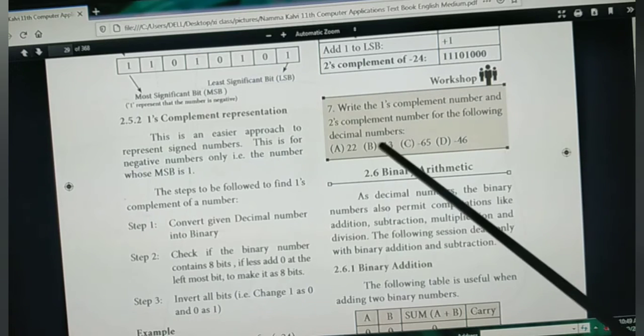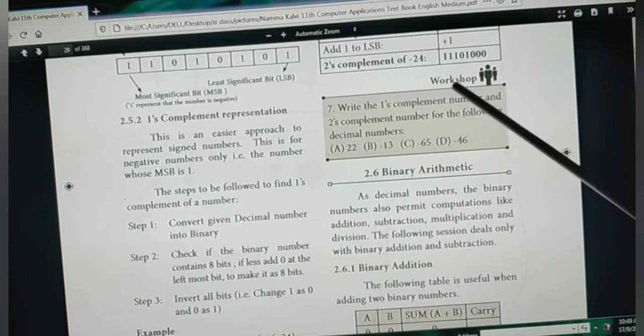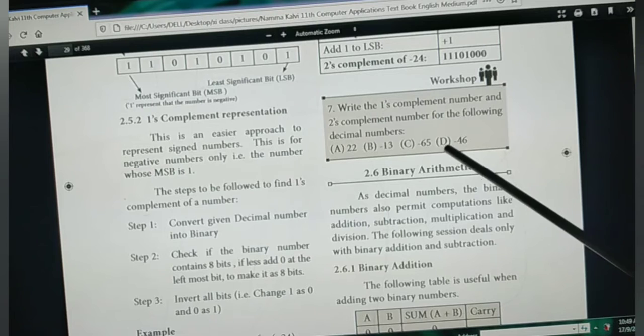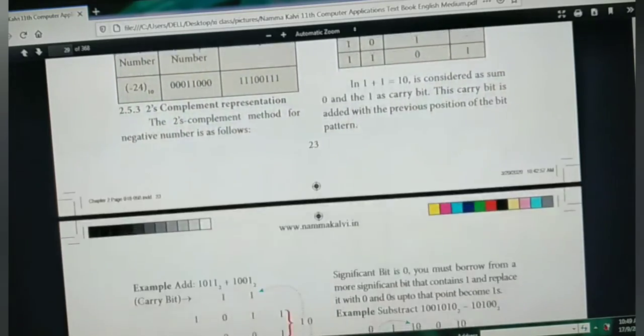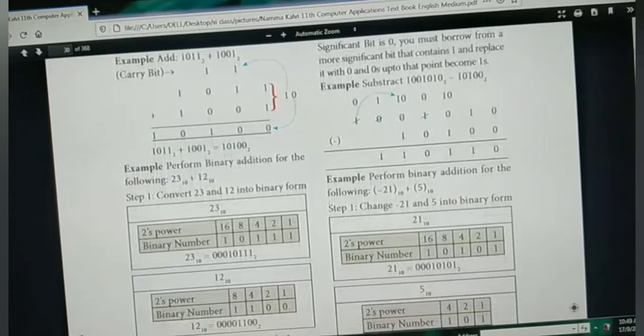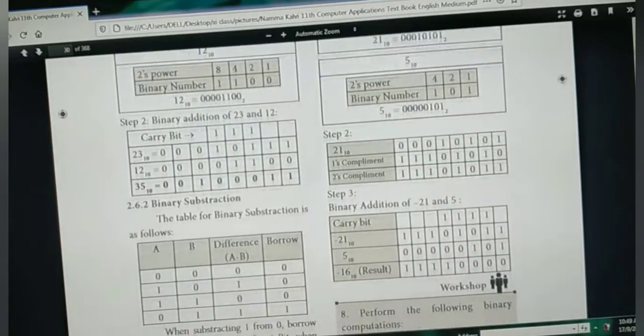Next, here you have a workshop. Finish this in your notes. Next you have binary arithmetic. That is your binary addition. So everything we have already discussed. Along with an example, it is discussed here for you.